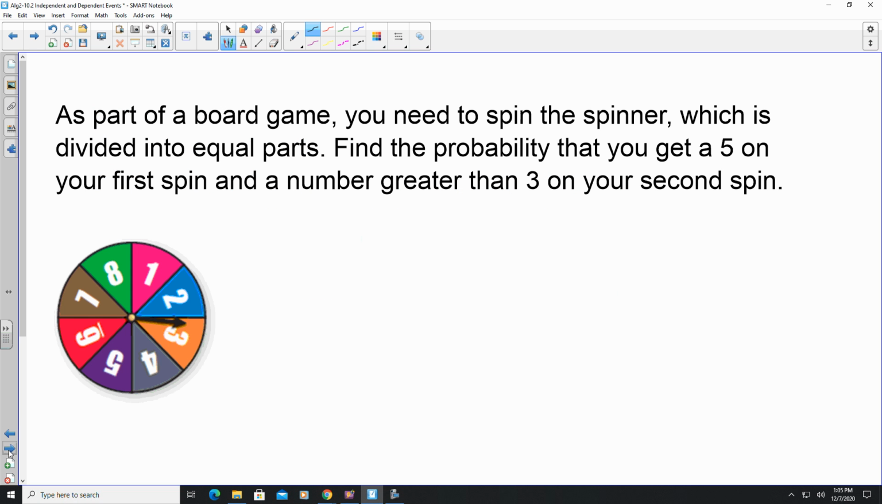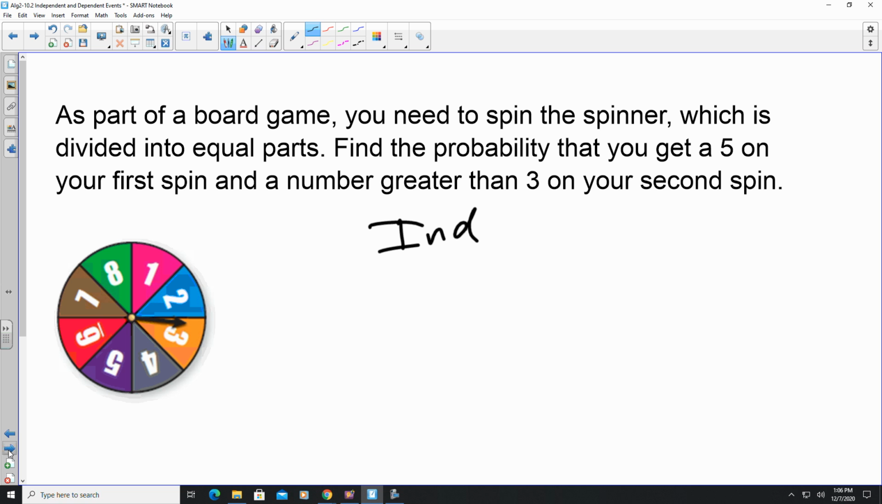All right, so let's look at this one. It says, as part of a board game, you need to spin the spinner, which is divided into equal parts. They want you to find the probability that you get a 5 on the first spin and a number greater than 3 on the second spin. So the first thing you have to ask yourself is, are they independent or dependent events? So is there anything that would impede the second event if the first event occurred? And the answer is no. So this is an independent event.